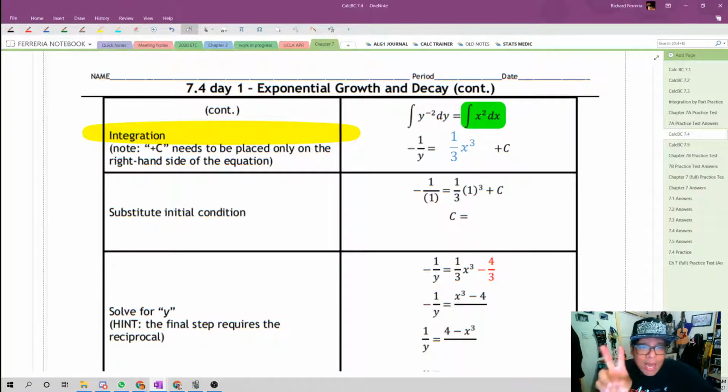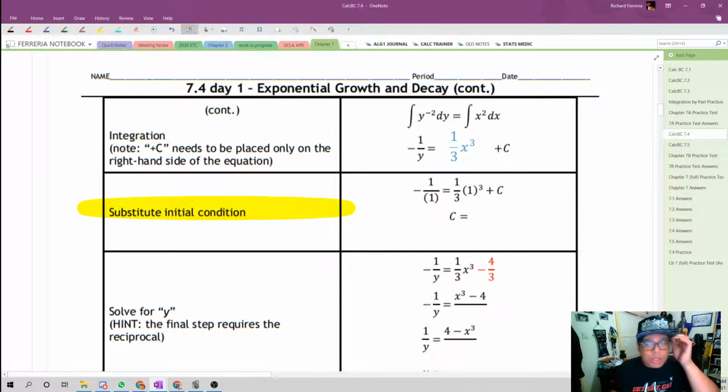Now at this point, we can either solve for the initial condition or we can solve for y. There are two different paths that people take: solve for the initial condition or solve for the variable. For this problem in particular, we're going to solve for the initial condition first. So if I substitute 1, 1, which was the initial condition, I get negative 1 equals 1/3 plus c. So c has to be negative 4/3.